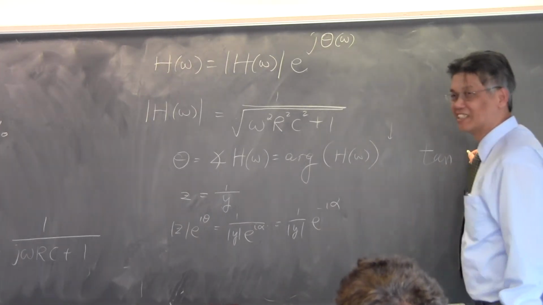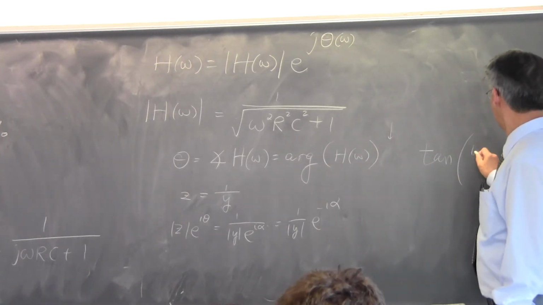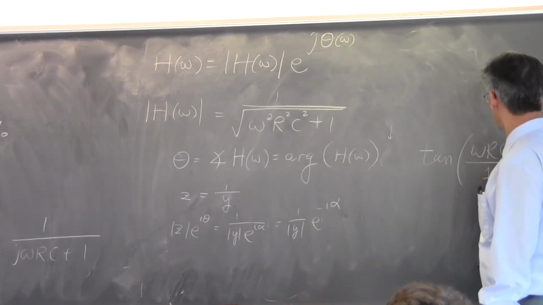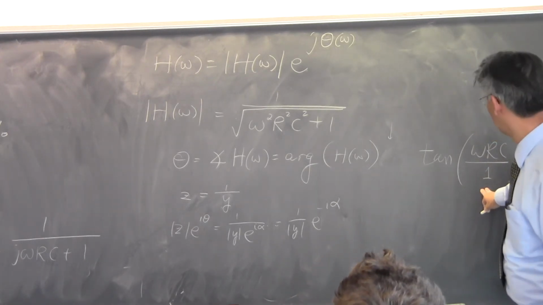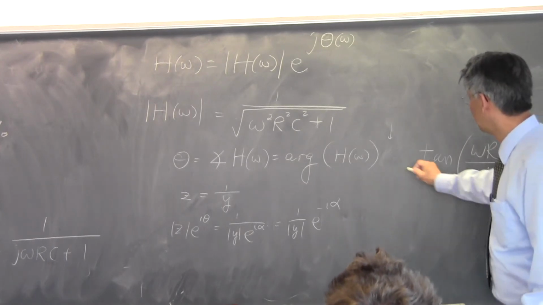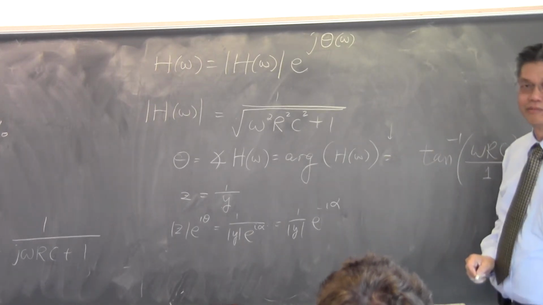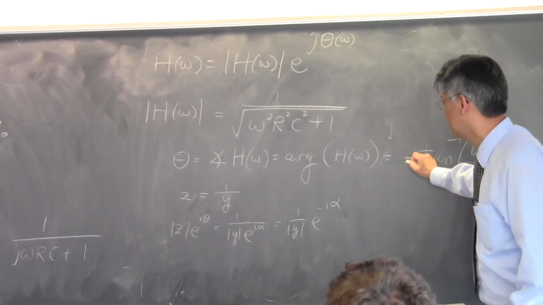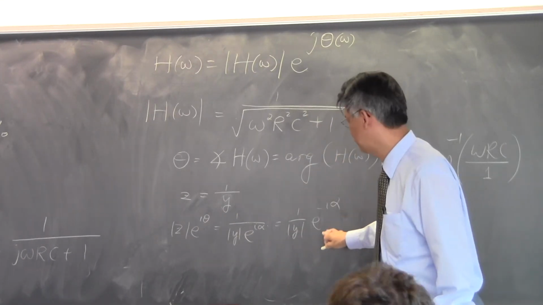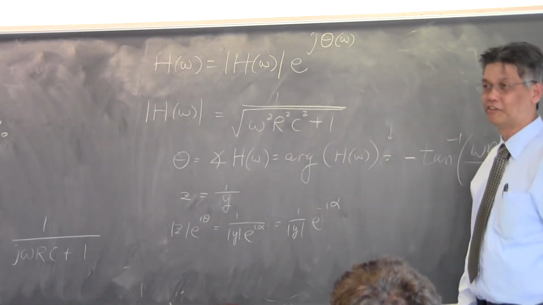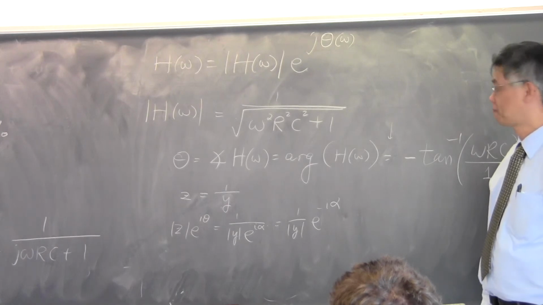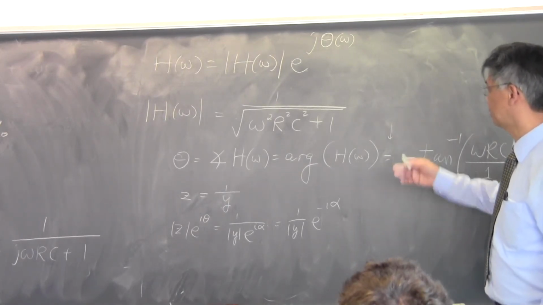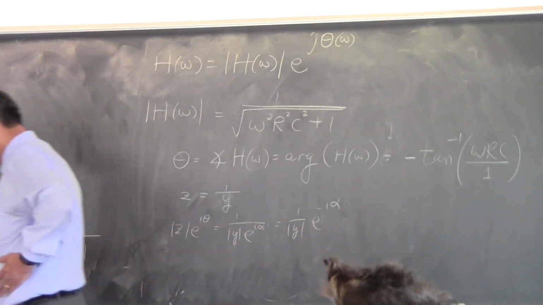So arctangent of what? Omega RC. Omega RC over 1, right? That is the phase of the denominator, arctangent of omega RC over 1. But since I'm finding the phase of the denominator, I put the negative sign to get this to be correct. The phase of the denominator becomes the negative of the phase of the numerator. So this is the phase of that function, and this is just one way to do that.